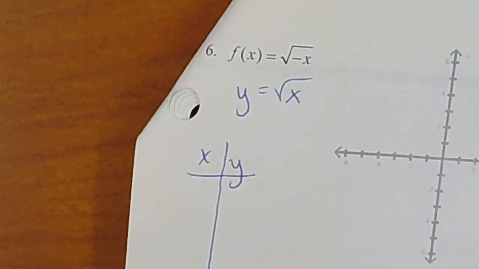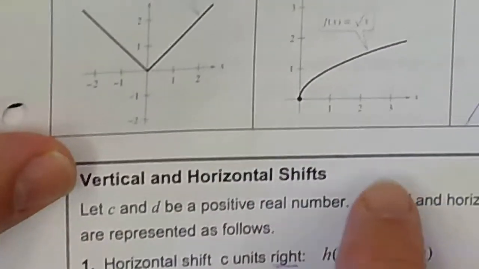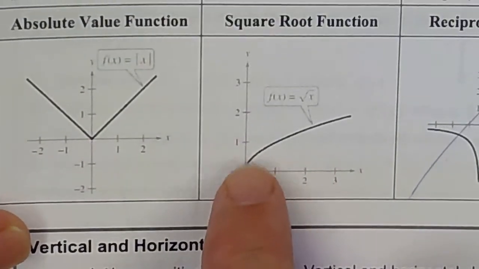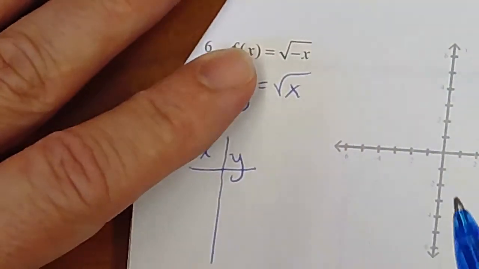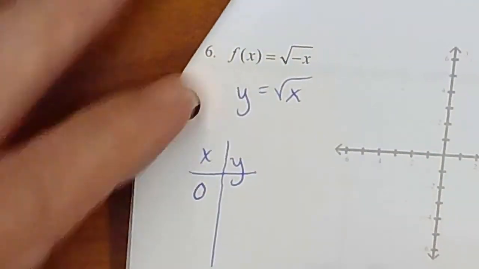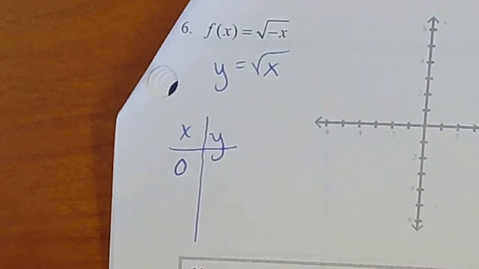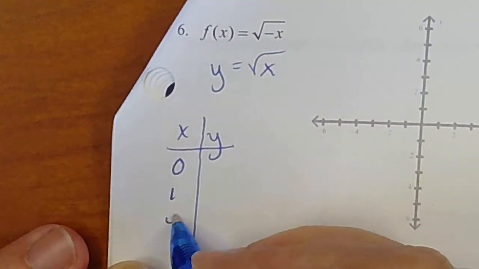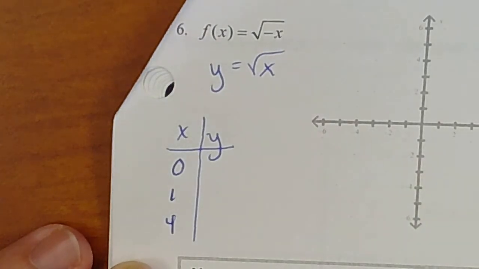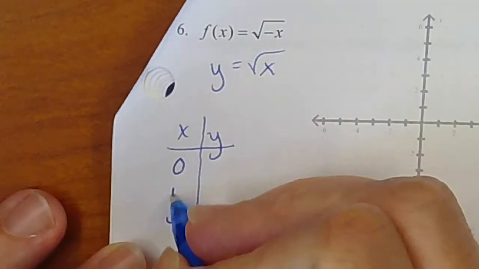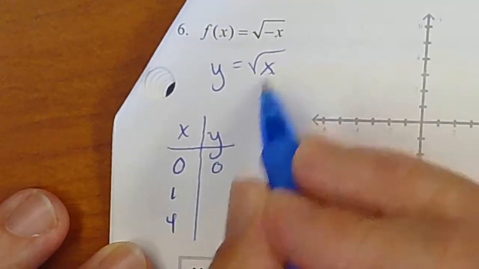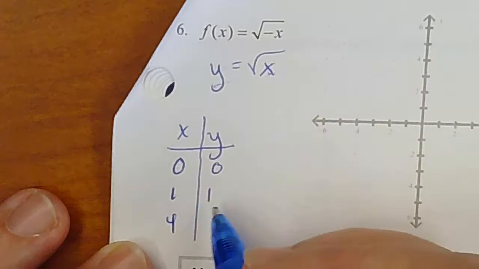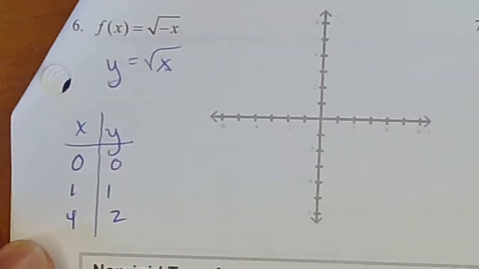But our parent function for the square root has a domain of 0 to infinity. It starts here. We can't take square roots of negatives. So what you should probably do is start at the starting point of 0, and then pick some numbers that have perfect square roots, like 1 and 4. You don't have to. If you want to plot some decimals, you could, but I would recommend using perfect square roots. The square root of 0 is 0, square root of 1 is 1, and square root of 4 is 2. So let's plot those points.